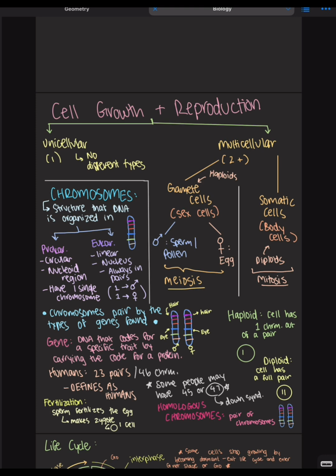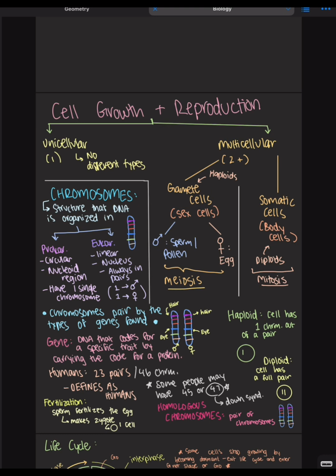Because us humans have 46 chromosomes in total, some humans may have 45 or 47 chromosomes because something went wrong in the process. If you have 47 chromosomes, you have Down syndrome. And homologous chromosomes are a pair of chromosomes when chromosomes are paired.